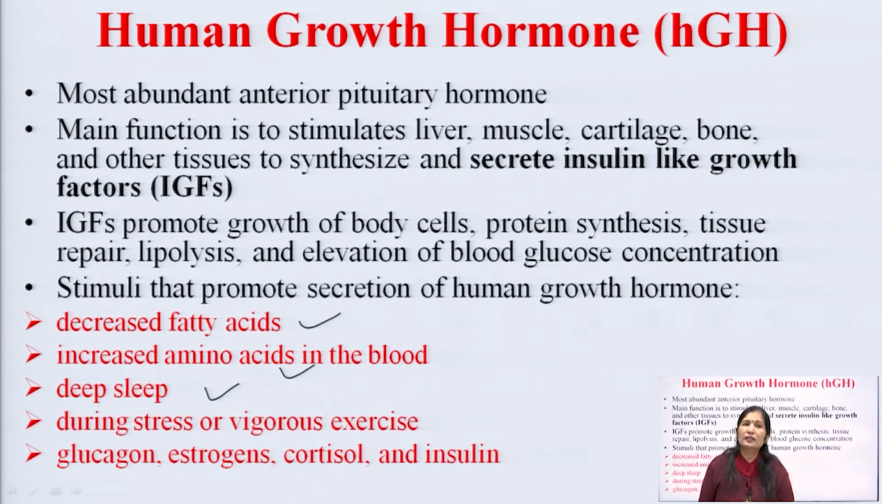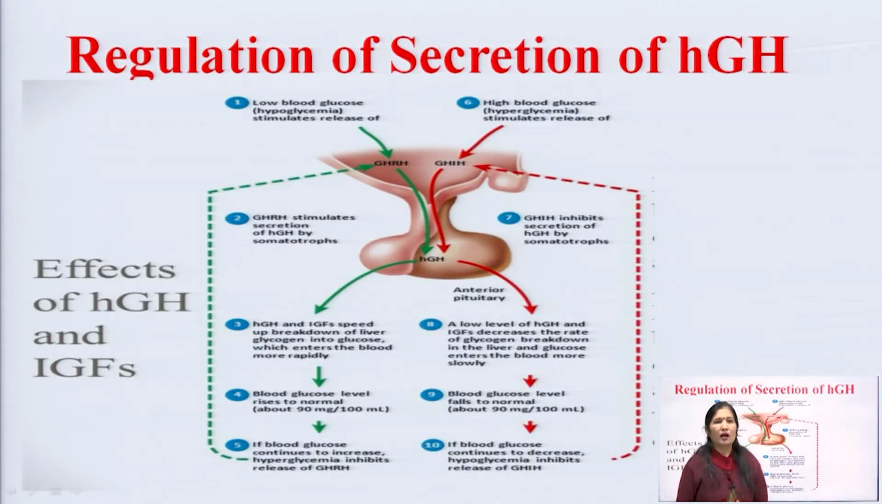Human growth hormone stimulates the secretion of IGF, insulin-like growth factor, which causes the growth of skeletal muscle, growth of muscle mass and repair of tissues. So, this insulin-like growth factor is secreted under the influence of human growth hormone. So, this is how it is regulated.